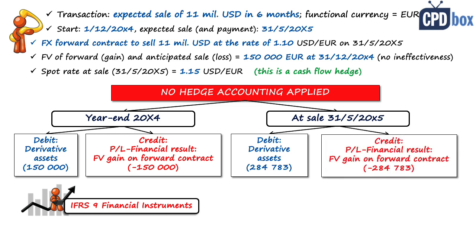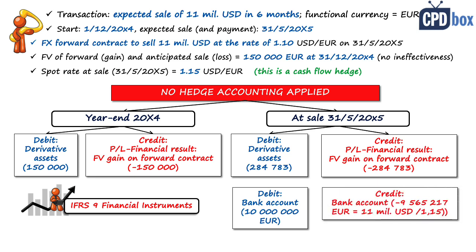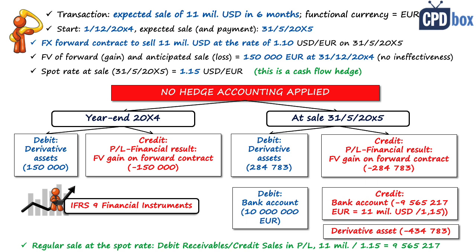And then we also need to recognize the settlement of the forward contract with the bank. So let's do it gross, but it depends on the contract. We debit bank accounts with 10 million euros. That's what the bank pays us. We credit bank accounts with 11 million US dollars at the spot rate of 115. That is 9,565,217. And we also derecognize or remove the derivative asset of 434,783 euros. So our entry is balanced and the derivative is settled. And then, of course, you would recognize a regular sale transaction at the spot rate.